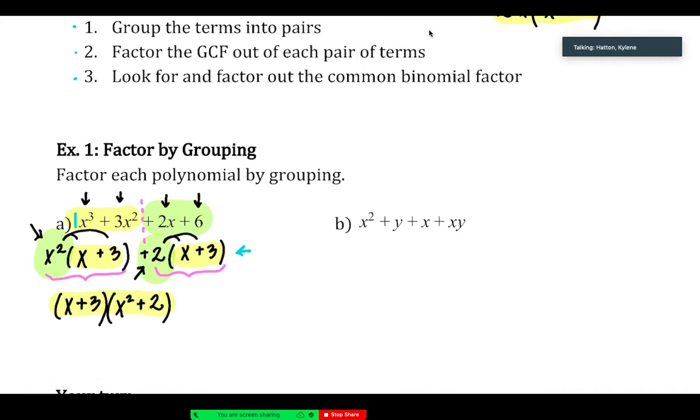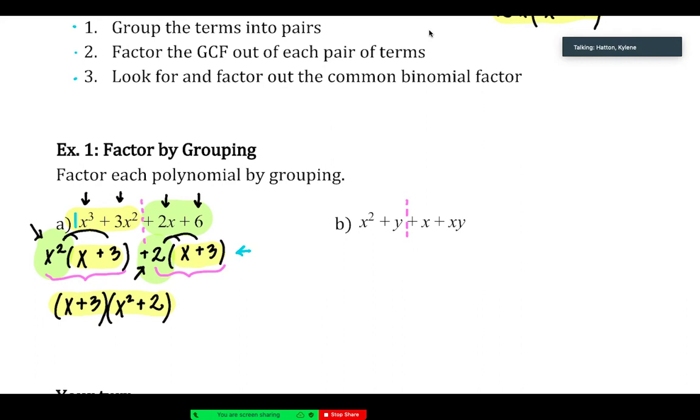So for b, as it's written right now, x squared plus y plus x plus xy. If we were to break this down the middle, I don't really want you to write this part yet. So don't write down what I'm about to write down. I'm just going to kind of show you. If we were to break this down the middle, the first half, like the first x squared and y, that first pair, it doesn't really have a greatest common factor other than 1. So I won't really be able to pull much out. Sometimes it's okay for there to be a greatest common factor of just 1, depending on the problem.